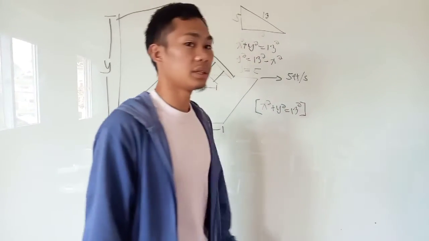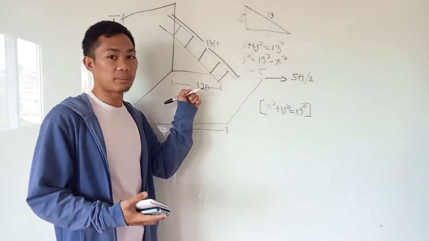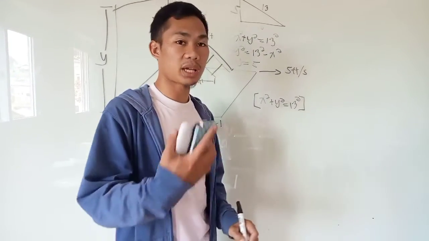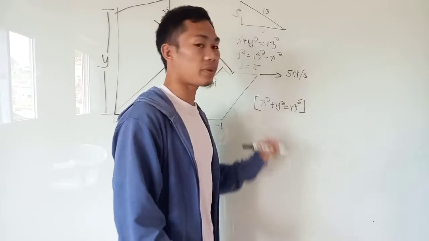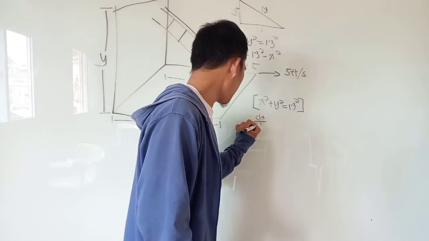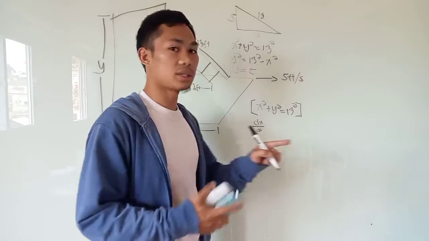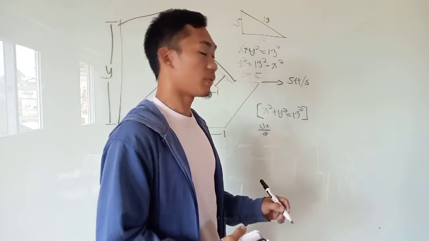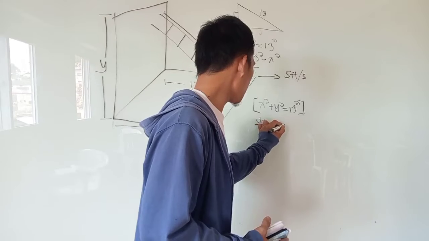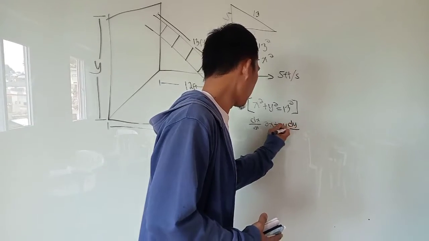For us to find two variables that can relate to our variables in this kind of problem. We know that the derivative of x squared will become 2x dx over dt. Again, take note that we are using time because they are all changing with respect to time. So dx over dt of 2x plus 2y dy over dt.